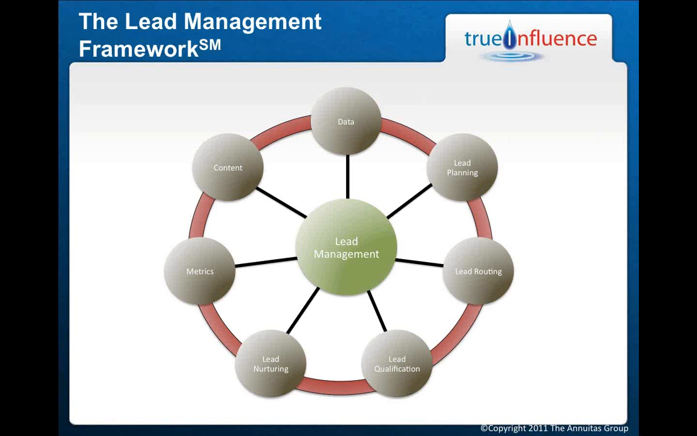So when we talk about the lead management framework, this is the way that we represent this to our clients. And we do it this way to show that lead management is the central thing that has to hold or bring marketing automation to that next level to help you improve those revenues. But at the same time, all of these seven process areas should be intertwined and interconnected.